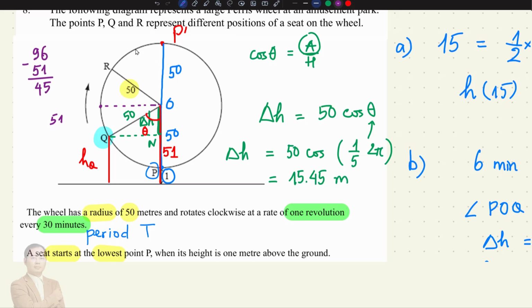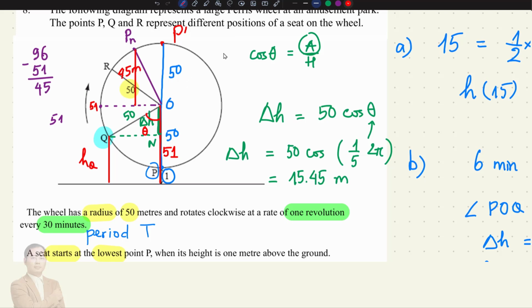We need a further 45 meters. The wheel must rotate so that P goes to this point, the new P. So why do I know that? Because the vertical height from P to this horizontal line, where the height is 51, is 51. This new height that I just drew from the new P to this red line must be 45 meters.